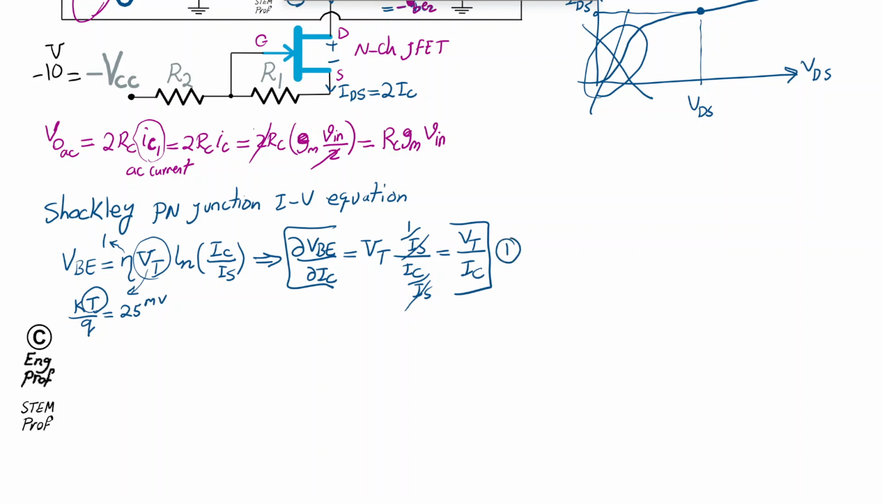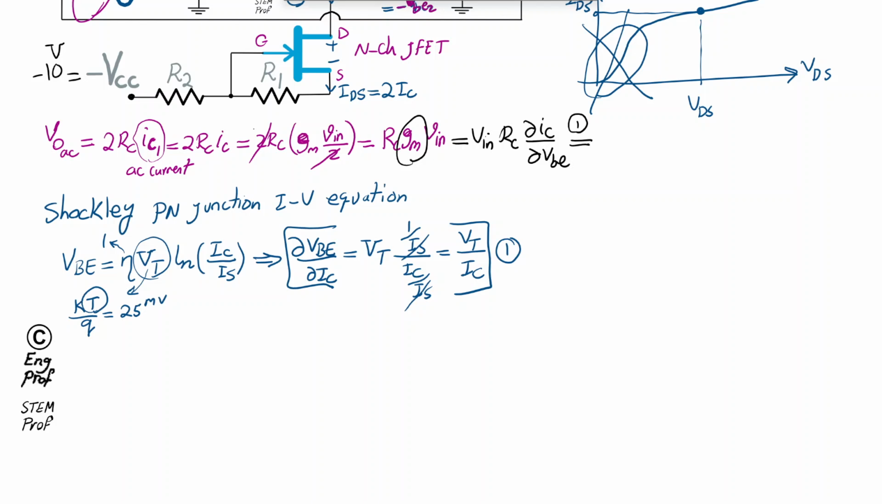This is equation 1. Why do I need this? Because if I go back to the equation that I was writing, it's Vn times Rc, and Gm is simply the partial derivative of the collector current with respect to the base-emitter voltage, which is exactly the inverse of this. So we get just the inverse of this using equation 1.